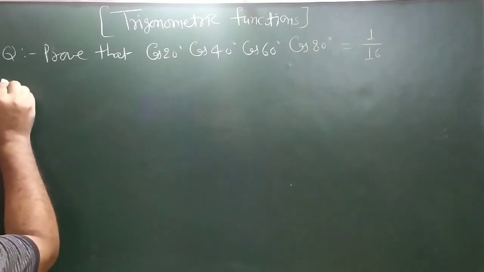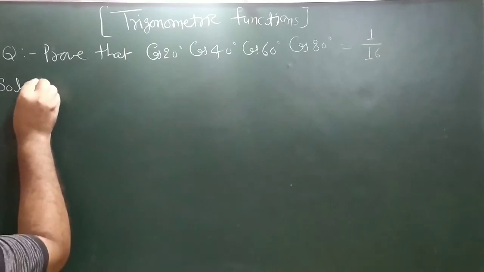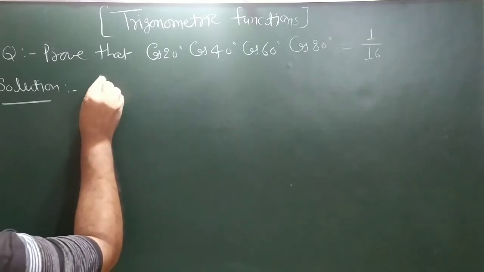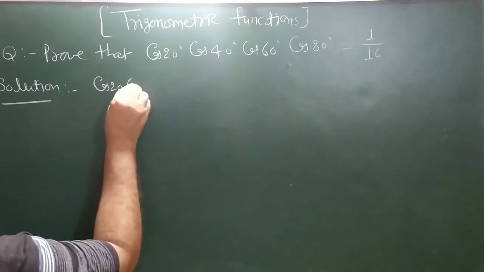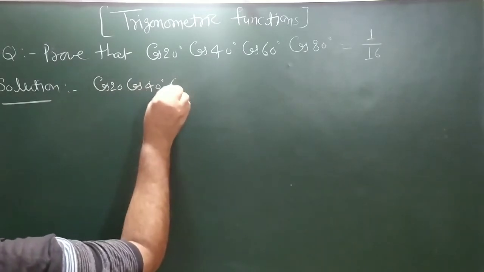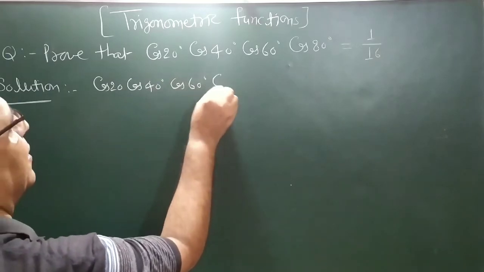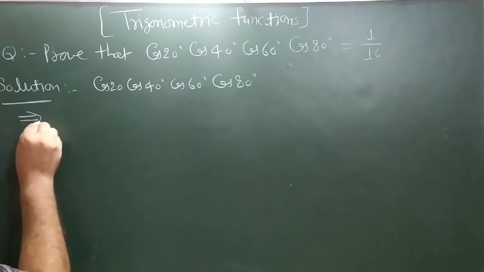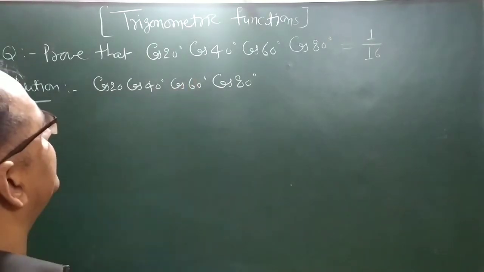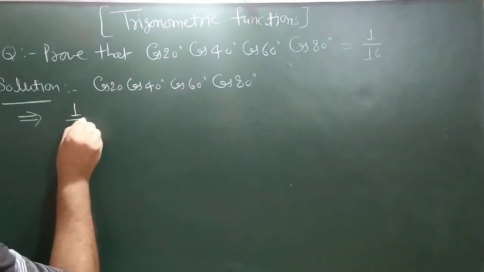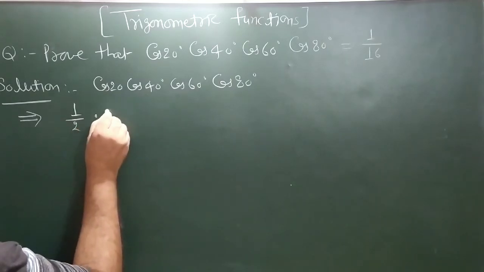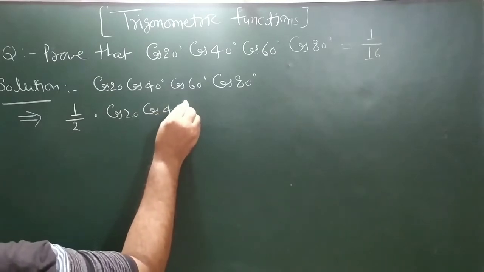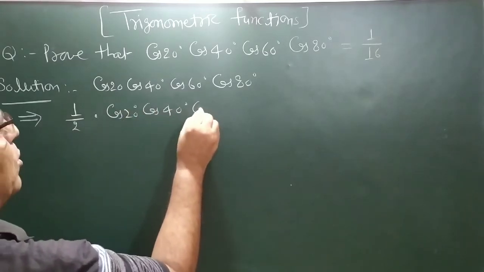So now we start with the left hand side here. Cos 20 degree, cos 40 degree, cos 60 degree, cos 80 degree. Here the value of cos 60 degree is 1 upon 2. So now put the value of cos 60 degree. Now the remaining terms are cos 20, cos 40, cos 80 degree.